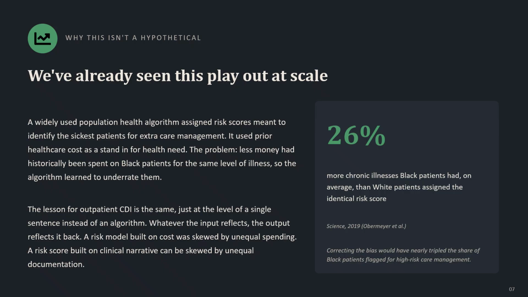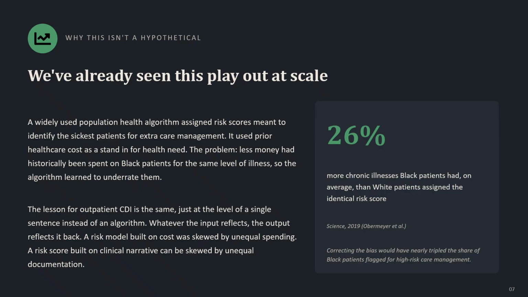I want to remind you, this isn't theoretical. This isn't me throwing out something I believe. I want to show you why this is not hypothetical, because we've already watched a version of it play out at a massive scale. There was a widely used population health algorithm designed to flag the sickest patients for extra care management. It used prior healthcare cost as a stand-in for health need, which might sound reasonable on paper.